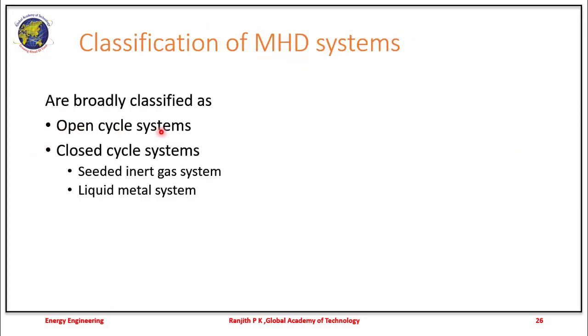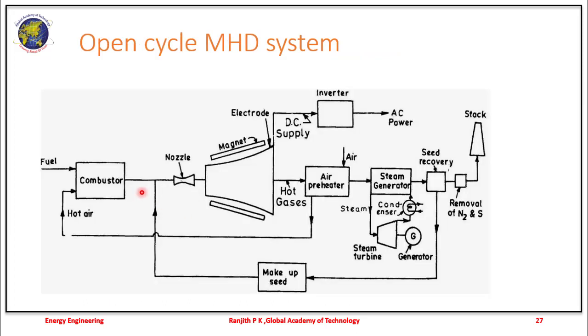The MHD systems are broadly classified as open cycle and closed cycle, with the closed cycle being subclassified as seeded inert gas and liquid metal system. In the open cycle system, there is a combustor system. This is a complete setup of a regular conventional steam power plant, wherein the MHD system is added. When the fuel and the hot air combust and come out, they are made to pass through a nozzle and then through the MHD system.